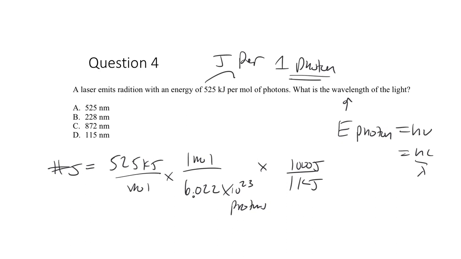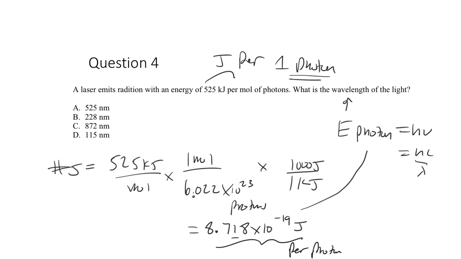And so this works out to be 8.718 times 10 to the minus 19 joules. This is the energy per photon. So it's our photon energy. That's what we can plug in here, and then use Planck's constant along with the speed of light to solve for wavelength. So lambda is going to equal hc divided by the energy of our photon.